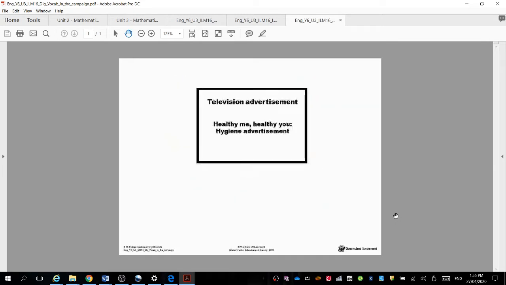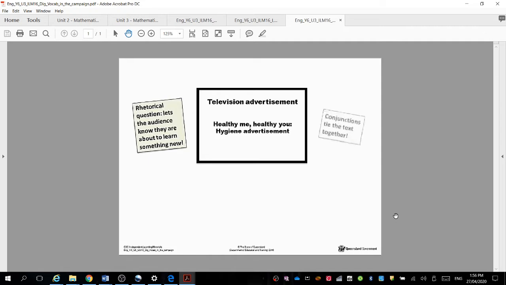in the advertisement. Now let's look at the vocabulary used in the television advertisement. The advertisement begins with a figurative language device, a rhetorical question that lets the audience know that they are about to learn something new. The narrator then goes on to list the factual information that they think the audience needs to hear. Each statement is presented as an item on a list, with conjunctions such as "that," "or that," and "and" used to link the different points together and make them cohesive.